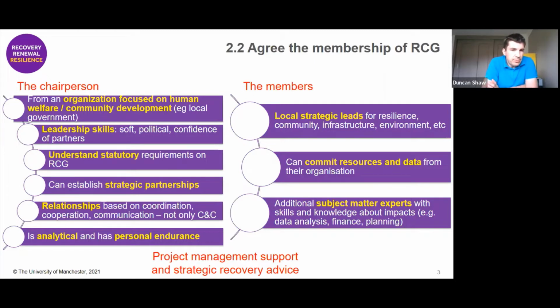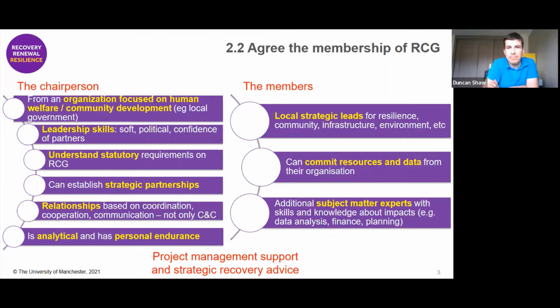They need to be able to form and expand strategic partnerships and really be good at relationship building, because it's not about command and control, it's about building relationships, it's about coordination and communication. But as we've seen during COVID, they need to have personal endurance that will really survive the response and the recovery of the response to the crisis.